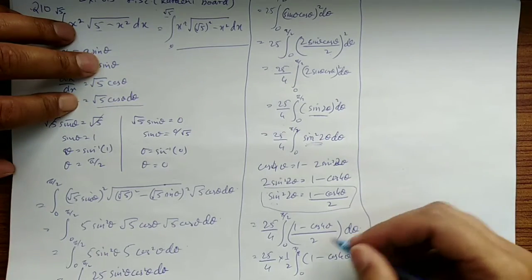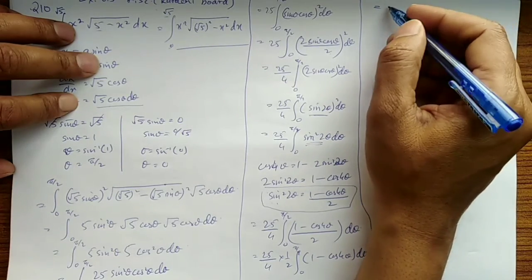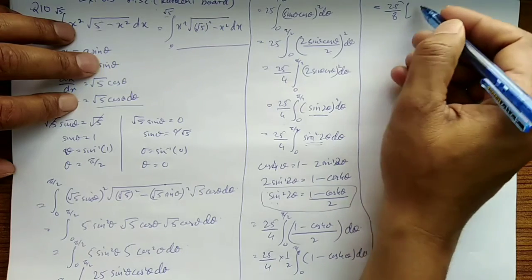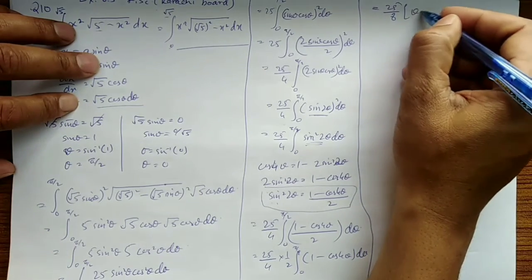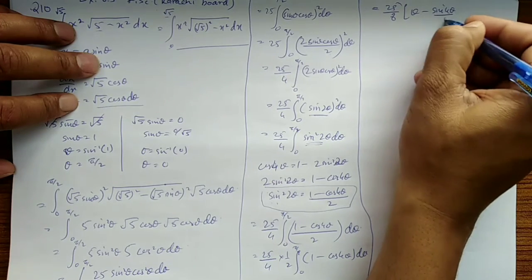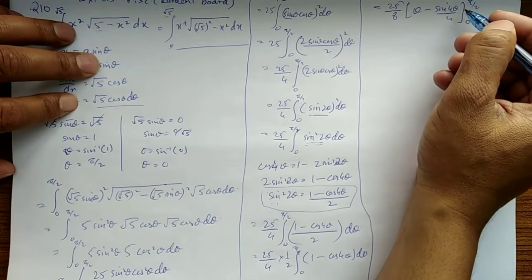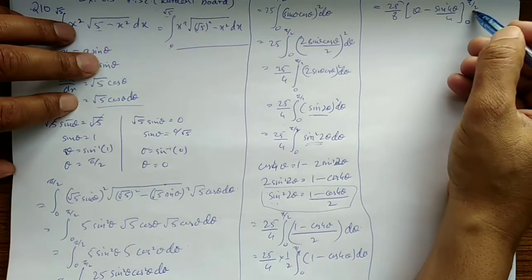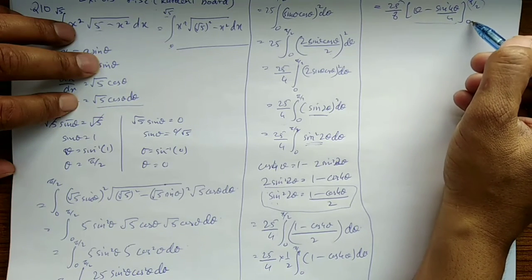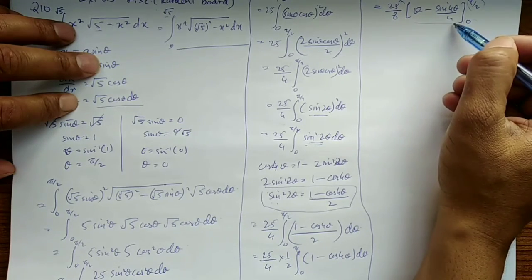Okay, now applying this limit on 25 upon 8, so finding the integral, that will give us theta minus sine 4 theta upon 4, and the limits are pi upon 2 and 0. Now we are going to apply this pi upon 2 once on this whole part, minus 0 in place of theta in this whole part.